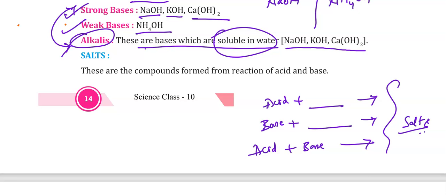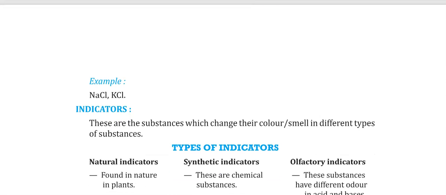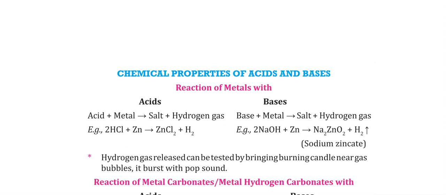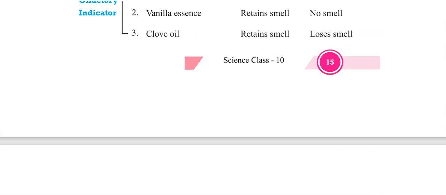Generally we can say that salts are produced. Now let's see what it means. For example, sodium chloride and potassium chloride. These are a few examples of salts. Sodium chloride is a salt and KCl, potassium chloride, is also a salt. Okay, good. Now we come to the next topic, indicators.